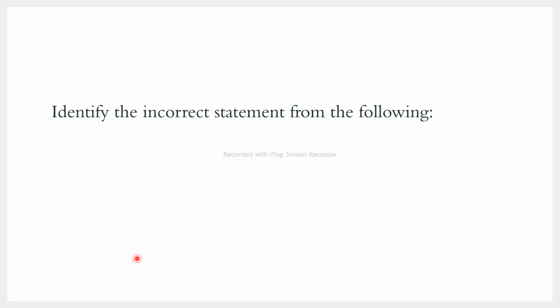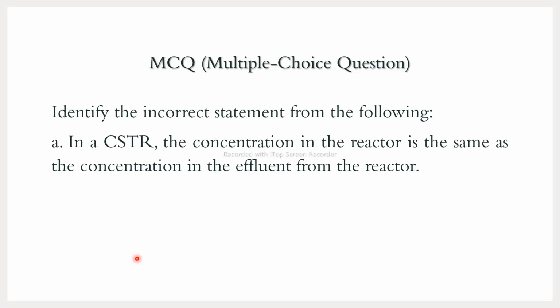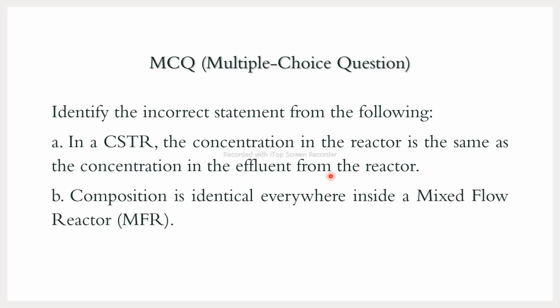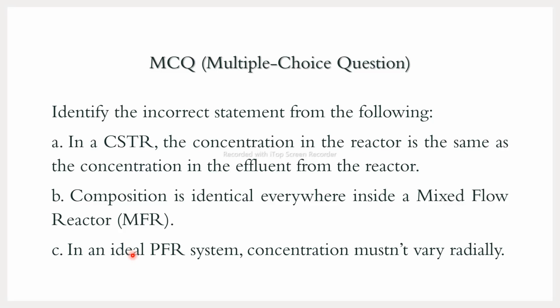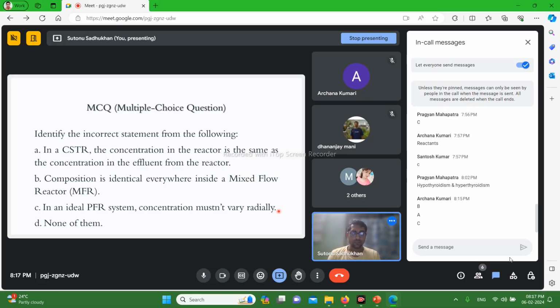Next, you have to identify the incorrect statement from the following. It is an MCQ and the options are: option A, in a CSTR or MFR, the concentration in the reactor is same as the concentration in the effluent from the reactor. Option B, composition is identical everywhere inside a MFR. Option C, in an ideal PFR system, concentration must not vary radially. And option D is none of them. Anyone? Most of them are correct. You have to identify the incorrect statement.